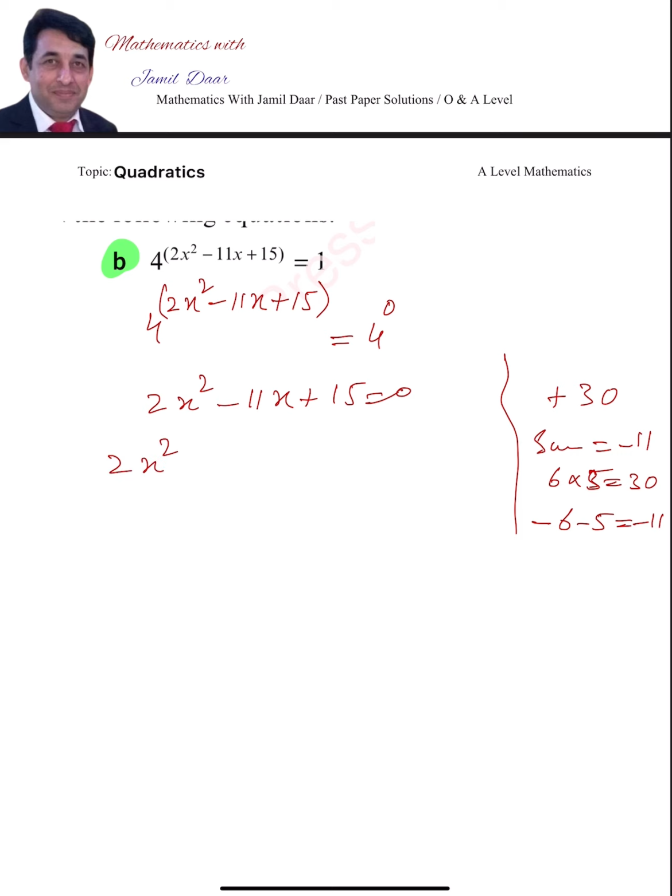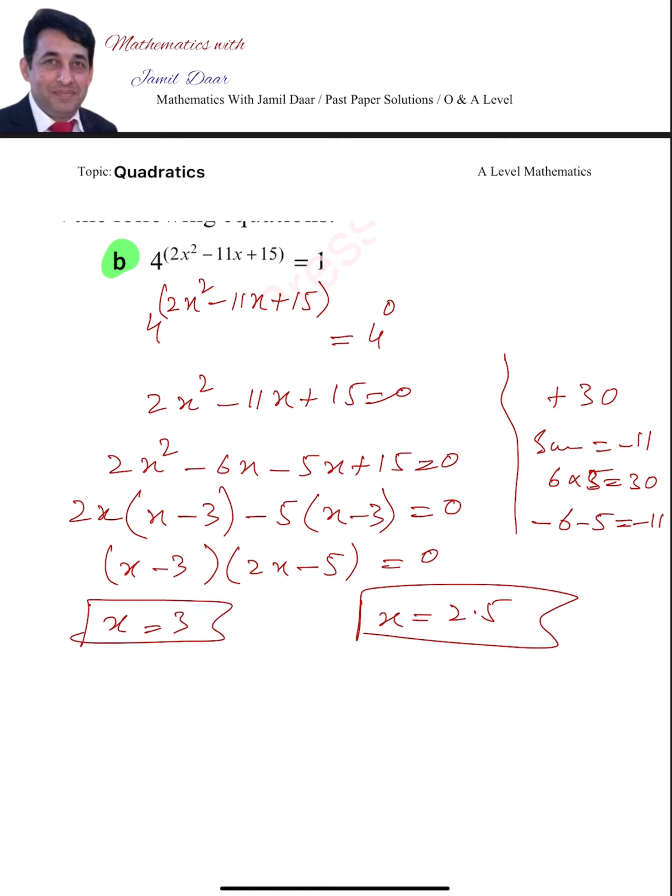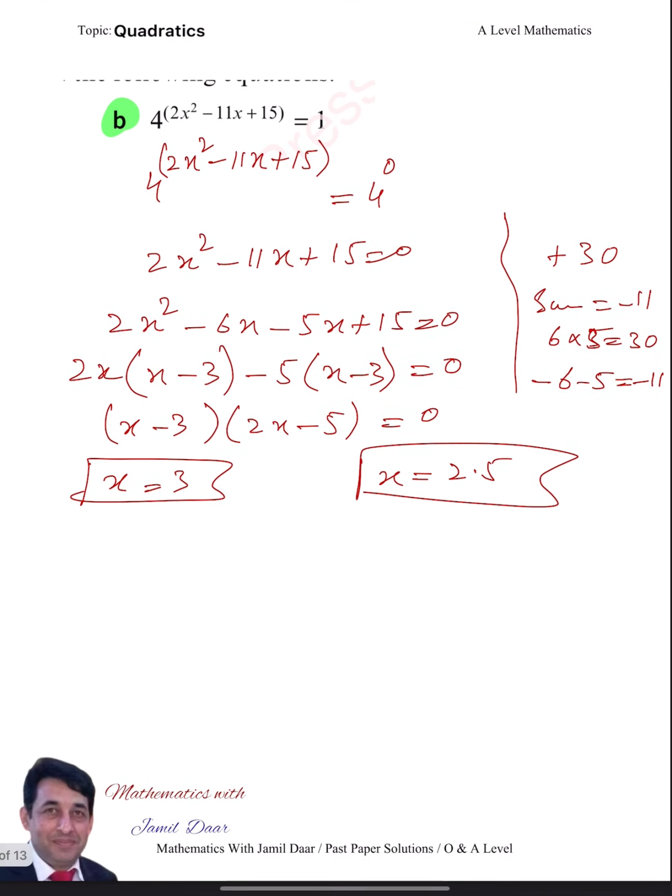So 2x square minus 6x minus 5x plus 15 is equal to 0. And taking 2x as common, x minus 3 minus 5, x minus 3 is equal to 0. And x minus 3 and 2x minus 5 is equal to 0. X is equal to 3 and x is equal to 2.5. So you got the two answers. You'll substitute in the equation above, and you'll check whether you get both sides equal or not. If it doesn't satisfy the equation, that solution will be rejected.